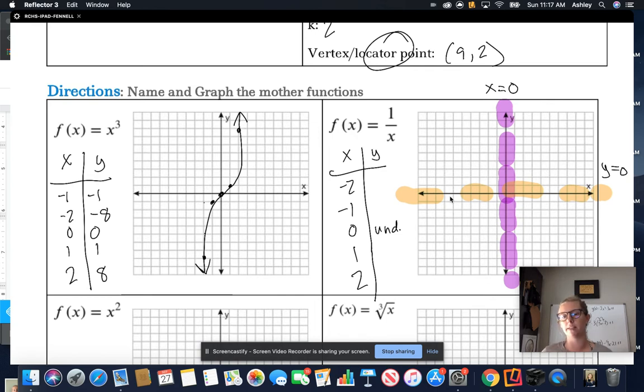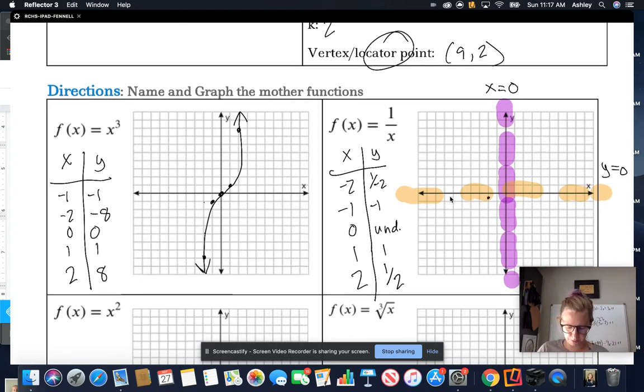Again, because this is the parent function. Okay, so negative 2 is going to give me 1 over negative 2. This is negative 1, positive 1, positive 1/2. So negative 2 down 1/2, boop. Negative 1 down negative 1.